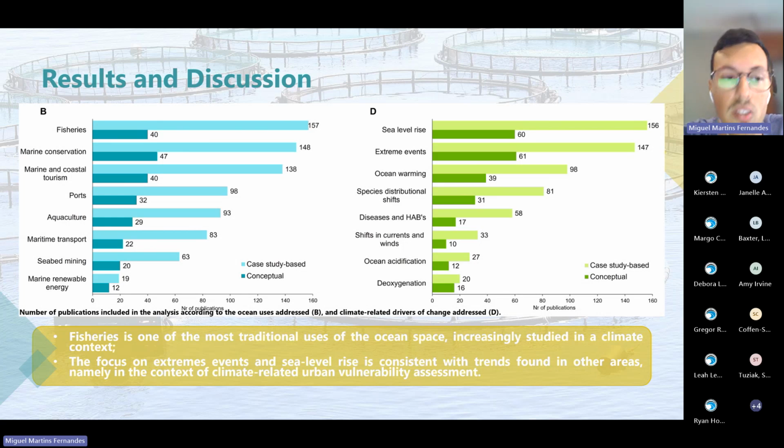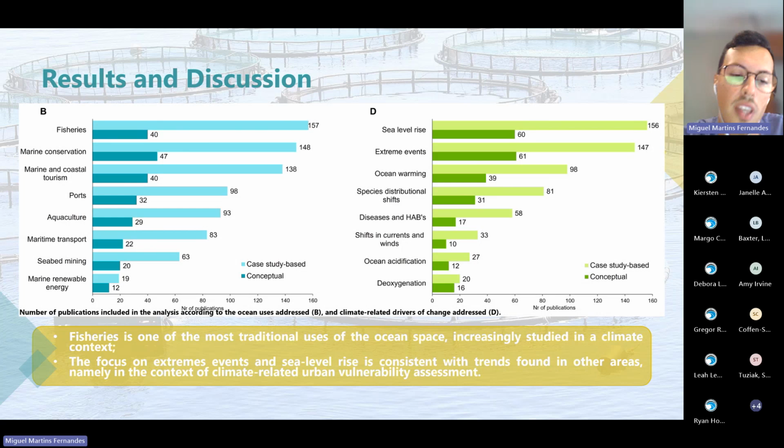Then marine conservation was also expected to be higher, and we found out that it could be a little underestimated here, because marine conservation is not considered an ocean use or ocean activity per se. It's rather a use of the ocean space. So some type of publications could be missing out of this review.